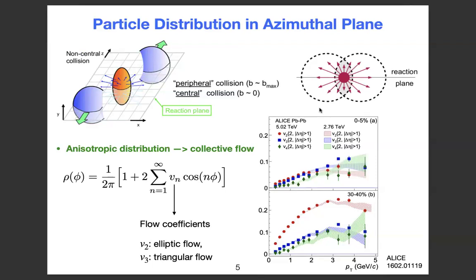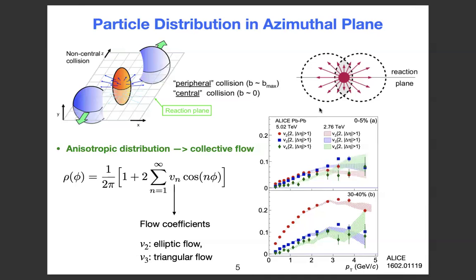And if we look at the peripheral collisions in this reaction plane, initially we have an almond shape in the overlapping region. As a result of this almond shape, the pressure or the gradient of density along this horizontal axis is bigger than that along this vertical axis. As a result, the particles produced along the horizontal direction get a bigger push, and that's why they have a bigger momentum in the end. And this kind of asymmetric initial geometry leads to an asymmetric distribution in the azimuthal plane.